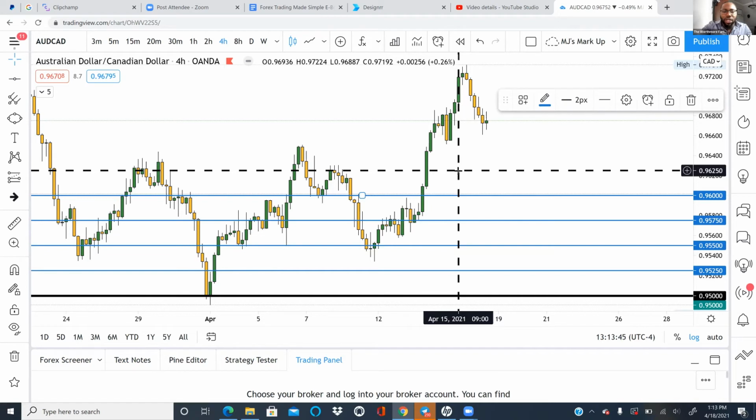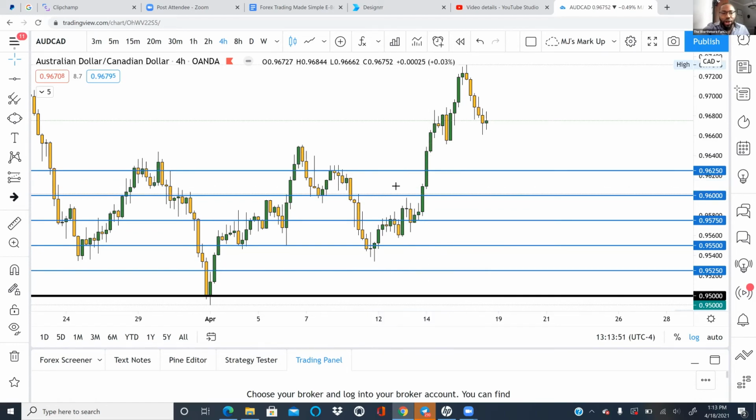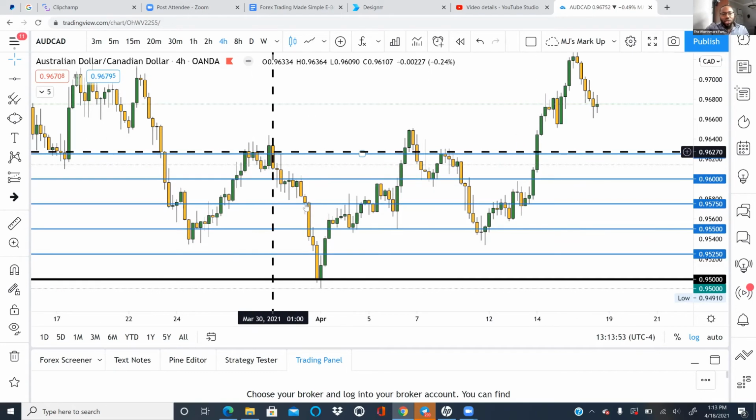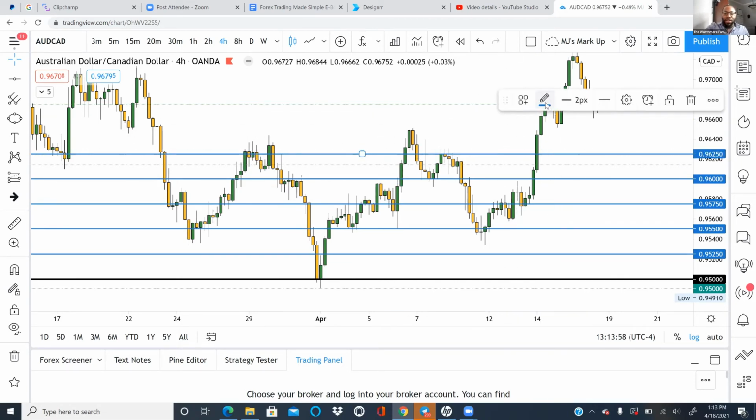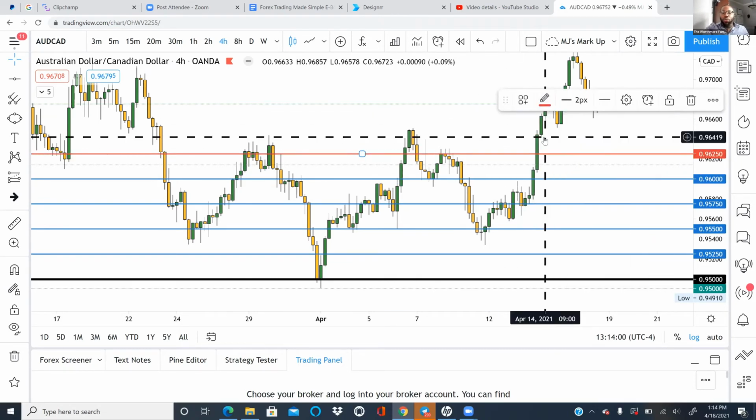Okay, 9625 is the next one. Now, this is a nice little area that I want to stop at and talk about, because if you look, you'll see that 9625 is an area where price actually has rejected and turned around a couple times, right? I call this level the median level. It's that middle ground between the two major quarters.